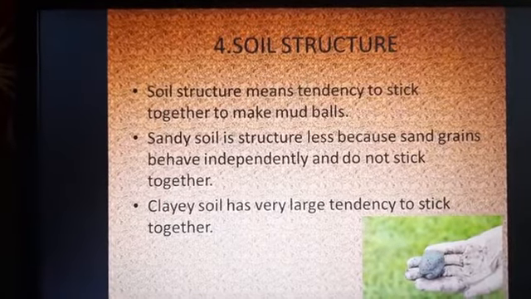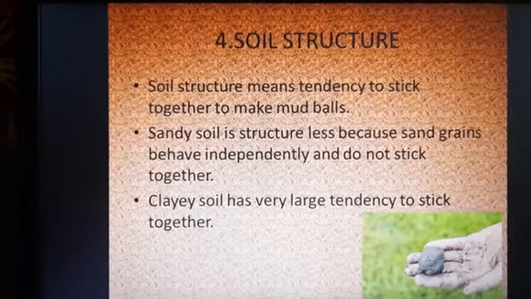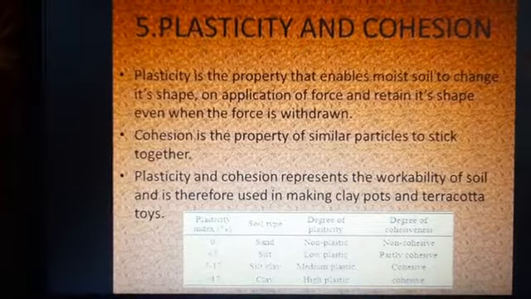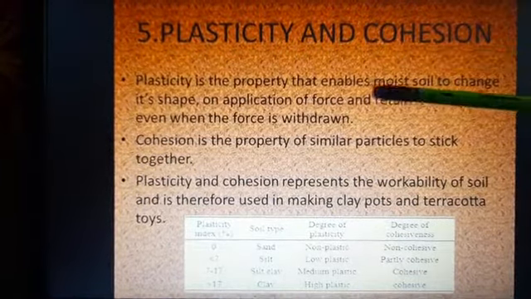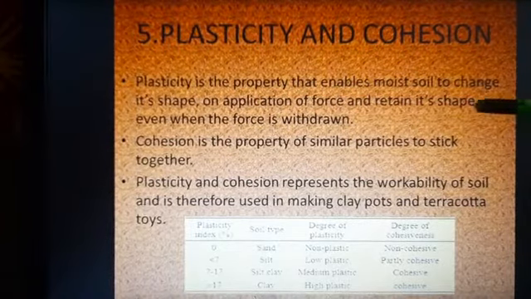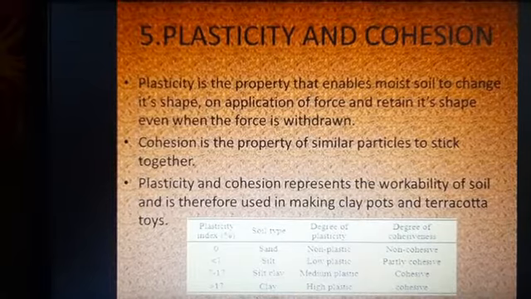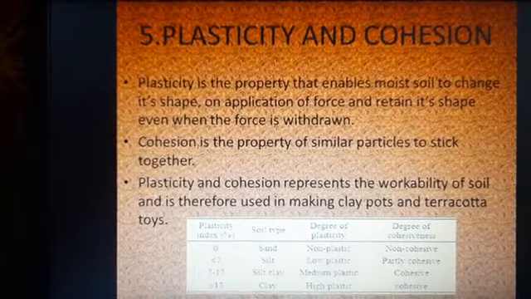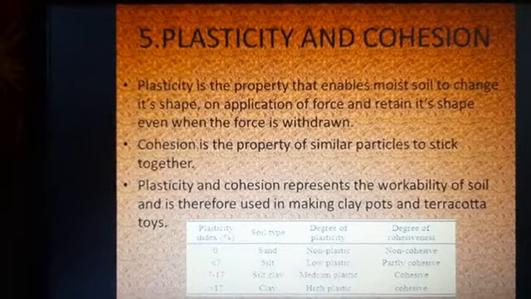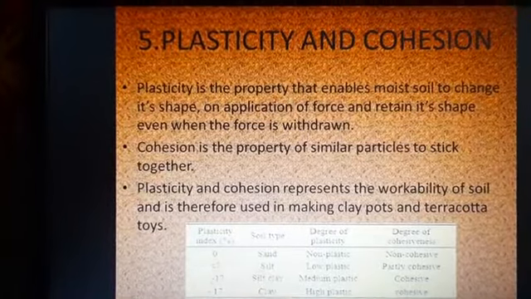So with this, we have achieved our other learning outcome, which was to apply the knowledge of soil structure in your daily life. Next is plasticity and cohesion. Plasticity is the property that enables moist soil to change its shape on application of force and retain its shape even when the force is withdrawn. When we apply force on the soil, it changes its shape, and when we stop applying the force, it is still in the same shape. This is called plasticity.